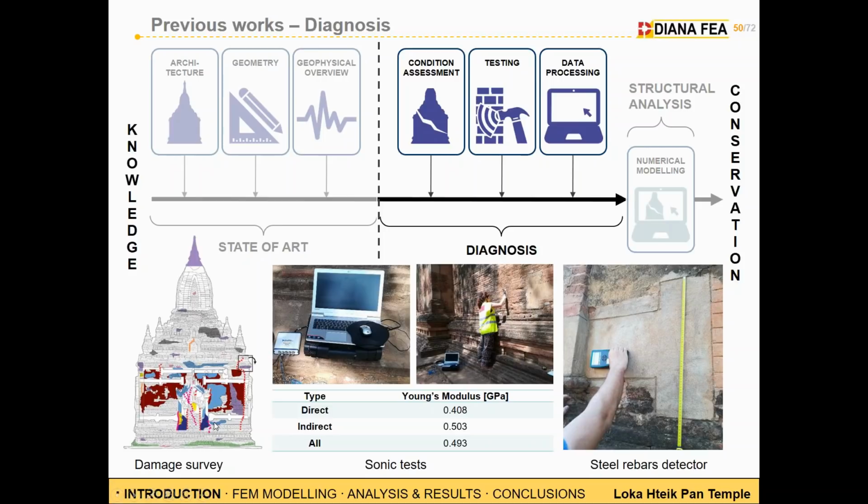As we have done for Carmo Convent, we needed to perform non-destructive tests to achieve the material properties of the structure. So we performed sonic tests to understand the Young's modulus of the bricks, but also of the reinforced concrete beams. And then we utilized also a steel rebar detector to have a kind of idea about the location of the ties and their diameter.